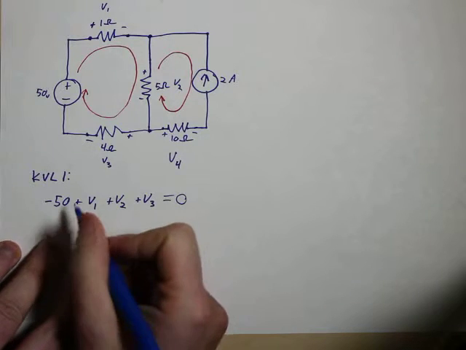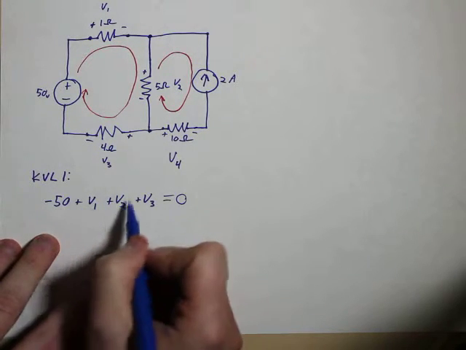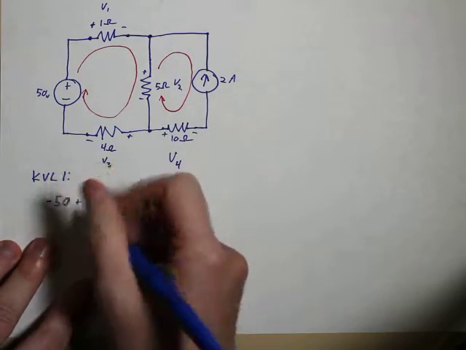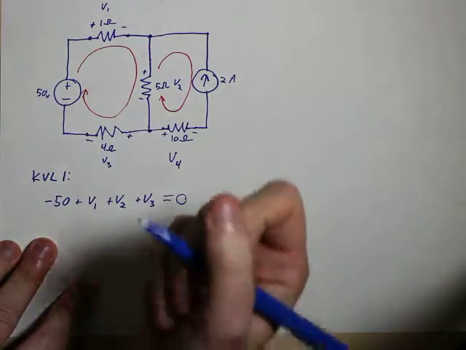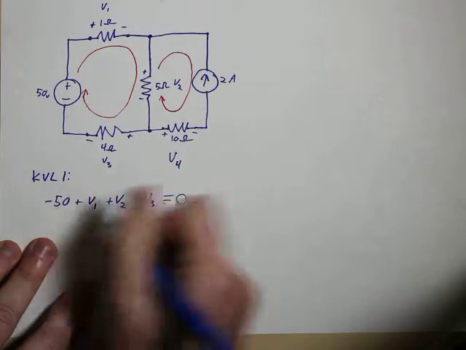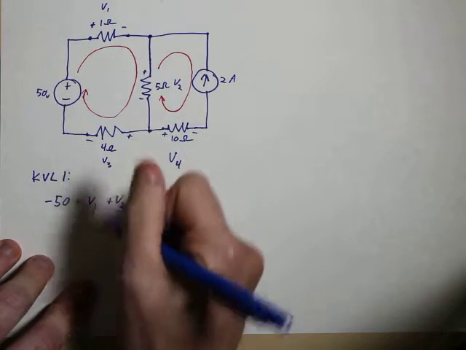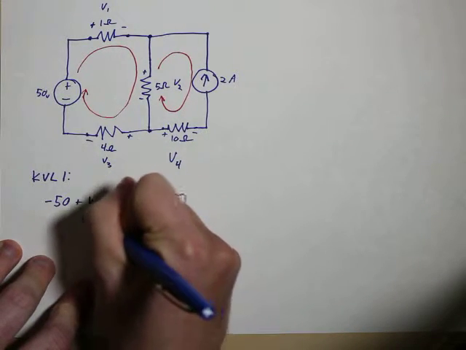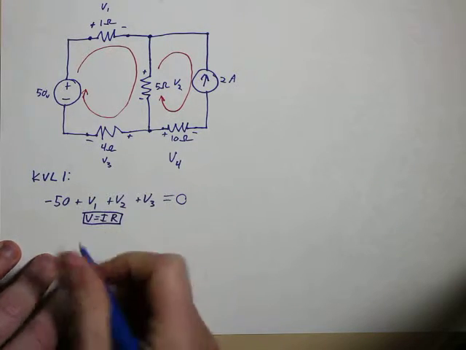So minus 50, and how do we get the next bit of numbers? For V1, V2, V3, remember V equals IR. I'm going to put that right underneath so we can see it. Well, we'll remember it: V equals IR for each of these. Just remember, we're going to box that. Don't want to mess it up.